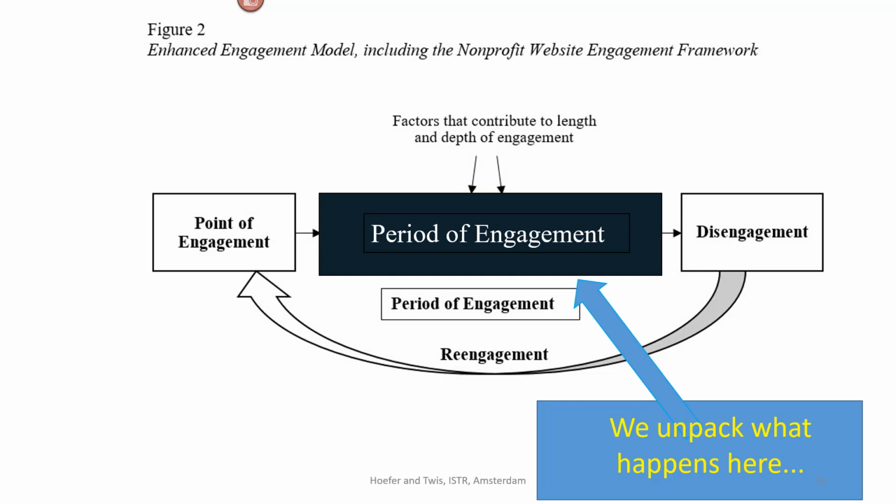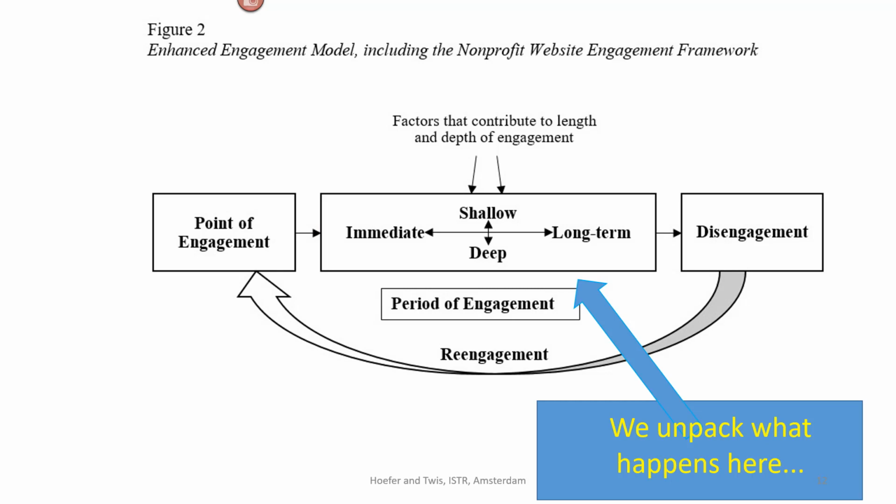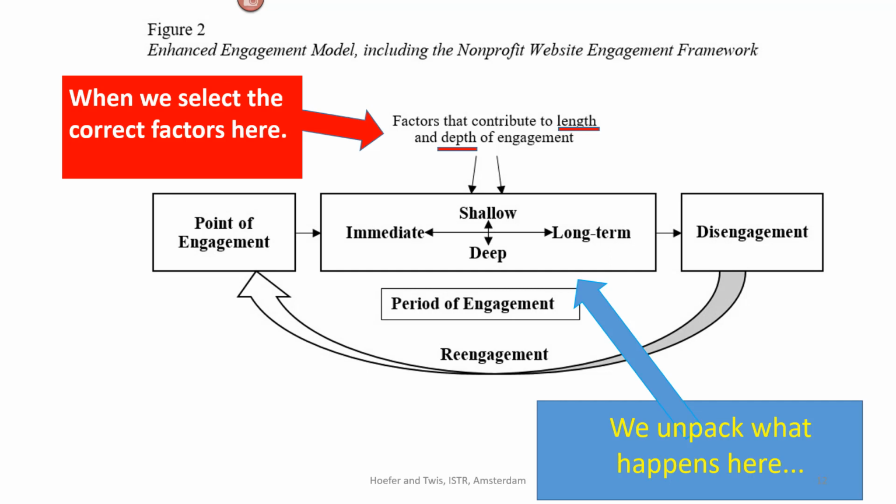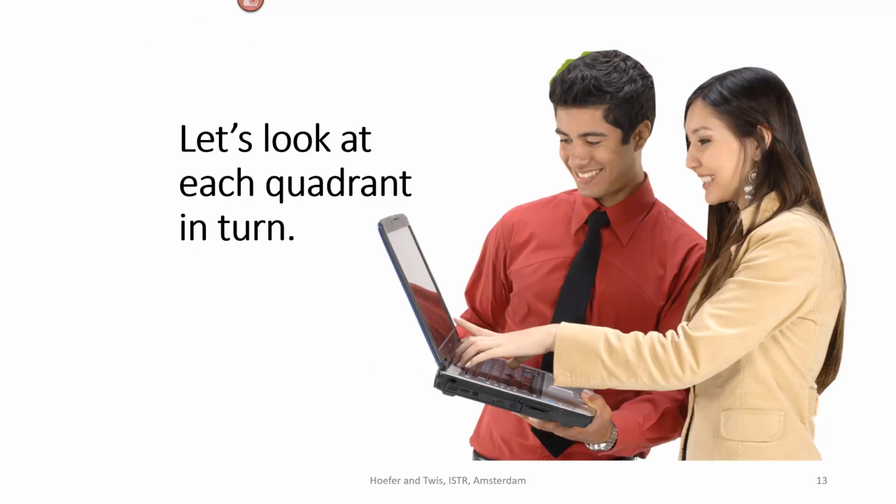We unpack what happens in the period of engagement, and we see that we end up with two axes. We have immediate and long-term engagement and shallow and deep engagement. So we end up with 4 quadrants. We also look at the factors much more deeply that contribute to the length and the depth of engagement. So let's look at each quadrant in turn.